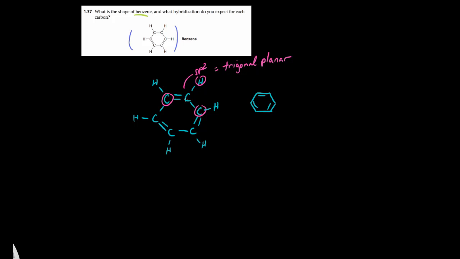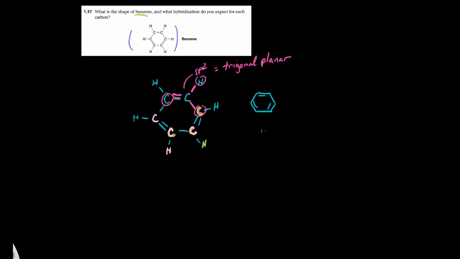And so if every carbon is trigonal planar, that means that all three atoms that are attached to this carbon are in a plane. And if all three atoms that are attached to this carbon are in a plane, and all three atoms that are attached to this carbon are in a plane, and so on, going around the ring, then the entire molecule has to be planar.